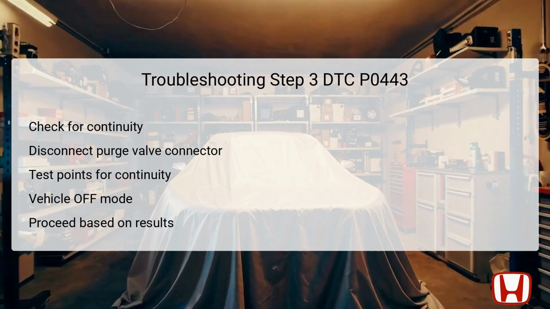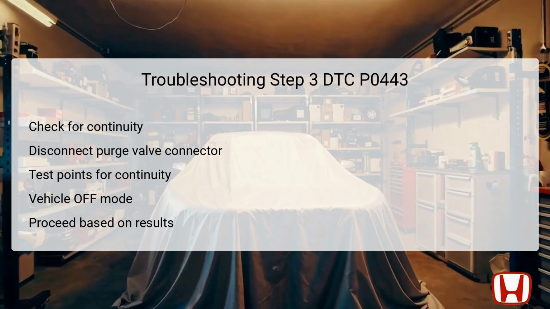In Step 3, the objective is to check for continuity in the circuit related to the EVAP Canister Purge valve. Start by switching the vehicle to the off, lock mode for safety, and take steps to disconnect the purge valve's 2P connector. This disconnection is essential for performing accurate continuity tests without interference from other components.